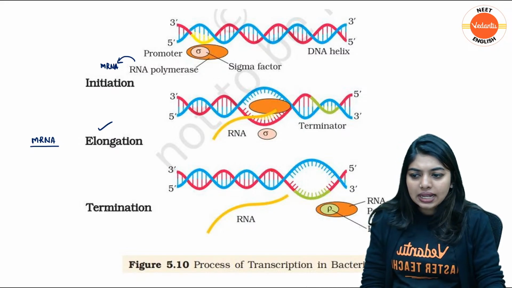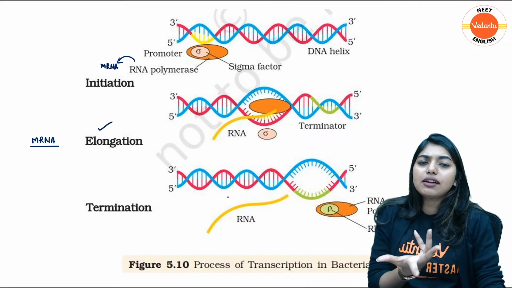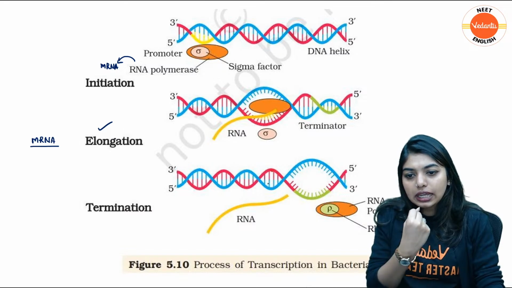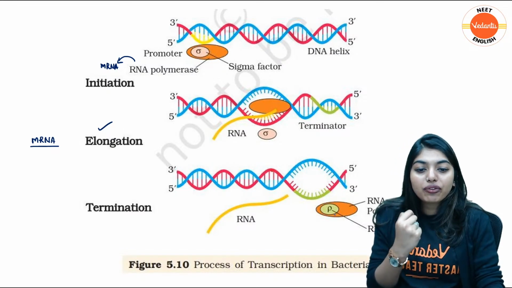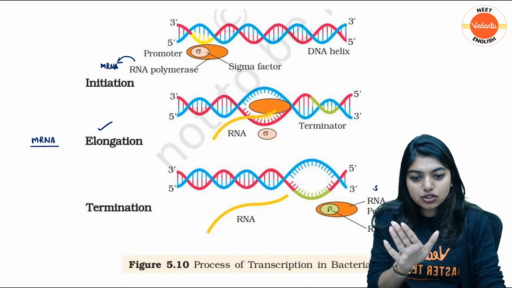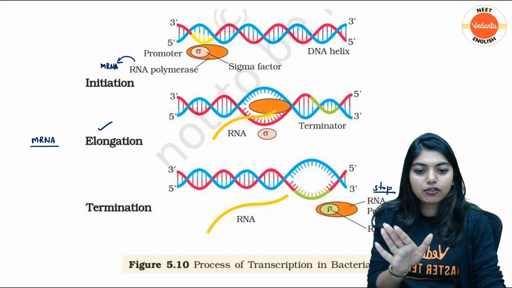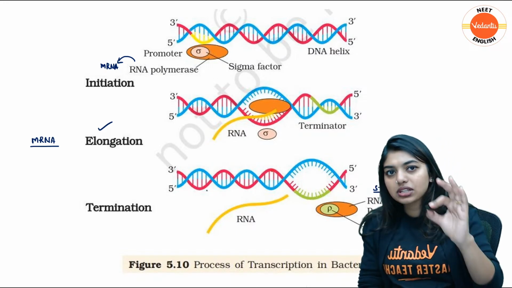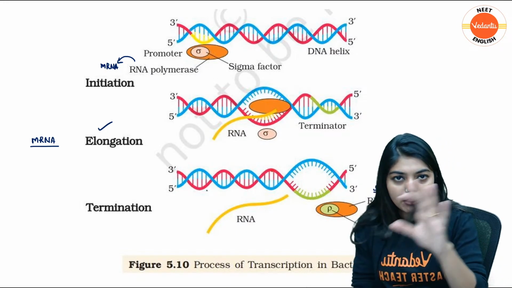Elongation. Okay. Now termination. RNA polymerase has no control, right? RNA polymerase will keep going like this. No, at that time rho factor will bind with RNA polymerase and tell it to stop, enough of making the RNA. Now this much is done. Okay, this is all about your transcription.